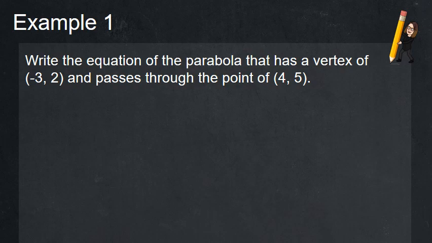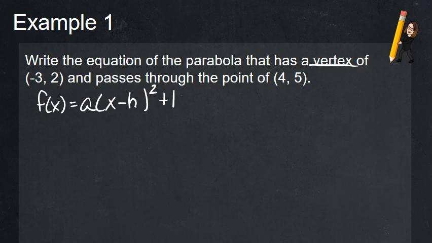All right, let's take a look at an example. In this particular example, we're looking to write the equation of a parabola that has a vertex of (-3, 2) and passes through the point (4, 5). So, given the vertex, that means I want to use vertex form: a(x - h)² + k. I'm going to fill in my vertex values. So this is going to become +3 on the inside, and I have +2 on the outside.